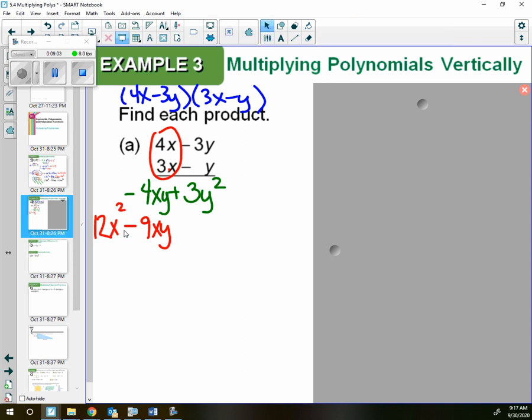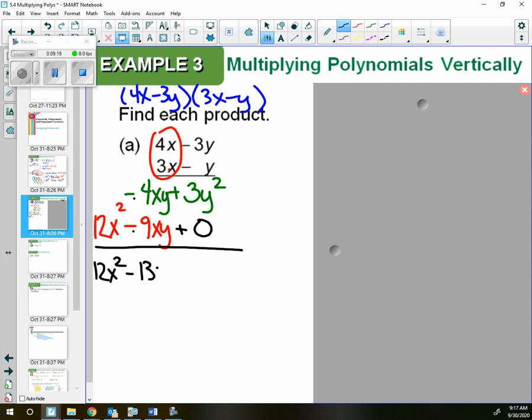Okay, now remember what you do when you do regular multiplication. We did this earlier in the year. We add those two rows together. Sometimes people put that placeholder there just to help kind of line things up. So I'm going to go straight down here. So I have a 12x squared. I have a negative 4 and a negative 9, which puts me at negative 13xy, and then 3y squared plus 0 would be plus 3y squared.